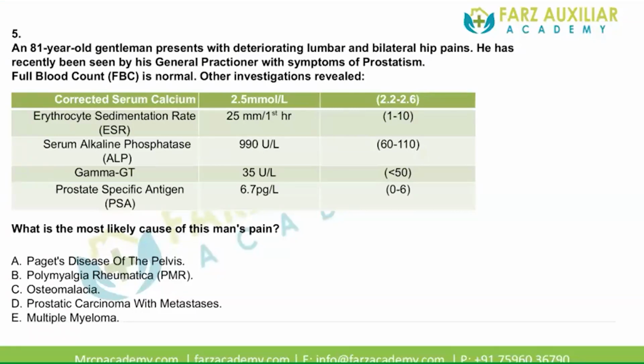An 81-year-old gentleman presents with deteriorating lumbar and bilateral hip pains. He has recently been seen by his GP with symptoms of prostatism. Full blood count is normal. Other investigations reveal the following. He has a corrected serum calcium level of 2.5, which is just normal. ESR is 25. Alkaline phosphatase is 990. Gamma GT is 35 and serum PSA level is 6.7. What is the most likely cause of this man's pain?